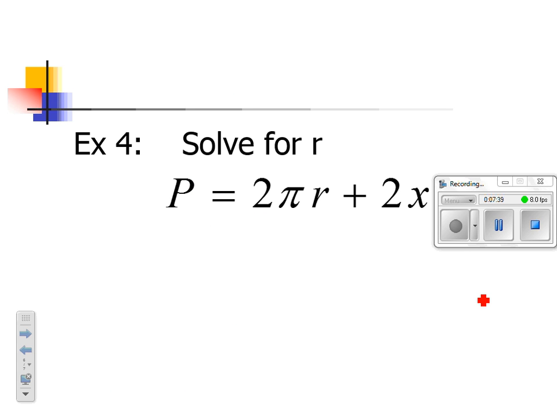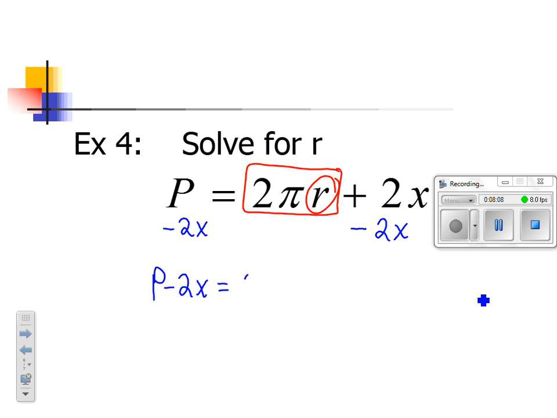Okay, example number 4. Solve for r. Where's the r? Circle it. I don't want to do anything with what's on the r until I get rid of everything off the r. So I see I have a 2x over here, all by its lonesome. It's being added, and the opposite of adding, again, is subtracting. So we're going to subtract both sides by 2x. We have p minus 2x equals 2 pi r.